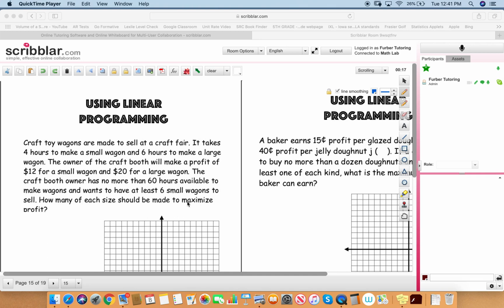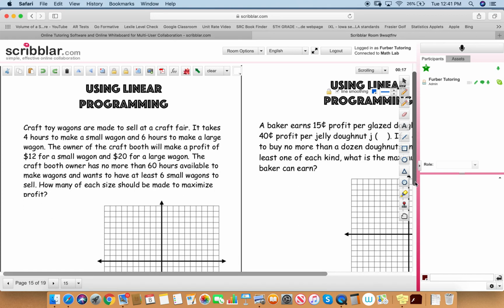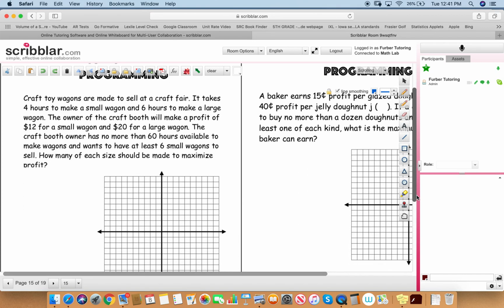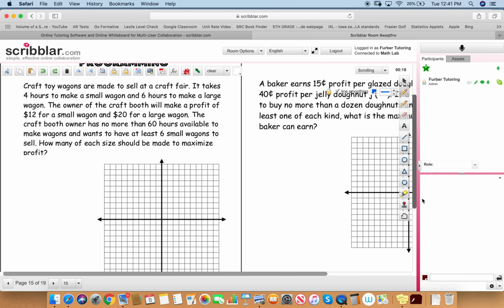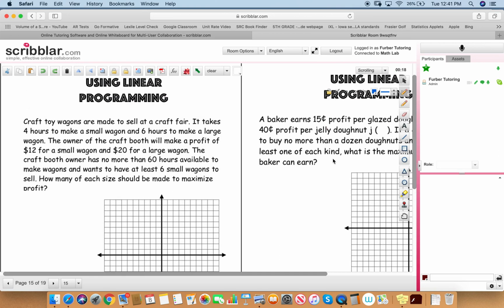So what we want to do on these is take this information and convert it. First of all, we want to get an objective function. We want to know what we are trying to maximize. Well, obviously we're trying to maximize the profit. The two numbers that refer to money are this one and this one.